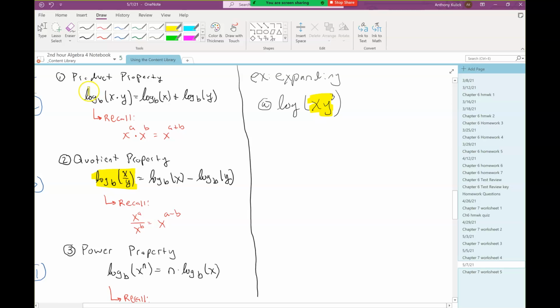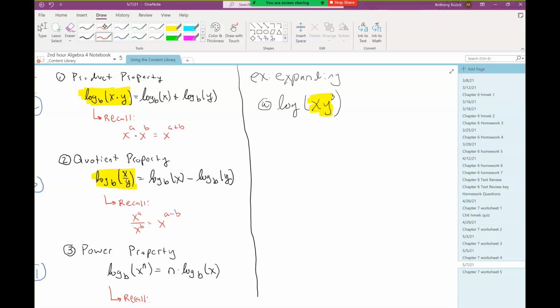The next thing I'd look for is the product property. What I'm looking for with a product property is multiplication inside my logarithm, and I do see multiplication inside this logarithm. The x and the y cubed are being multiplied together. Everybody's okay with that?